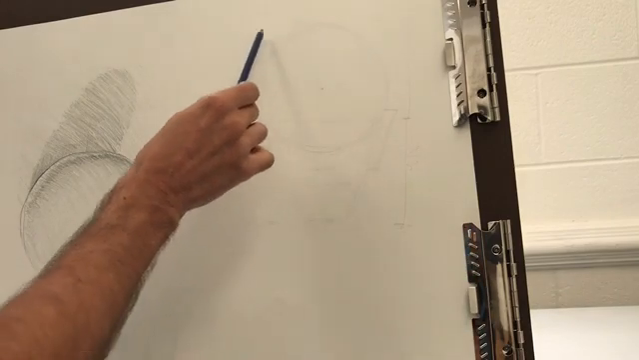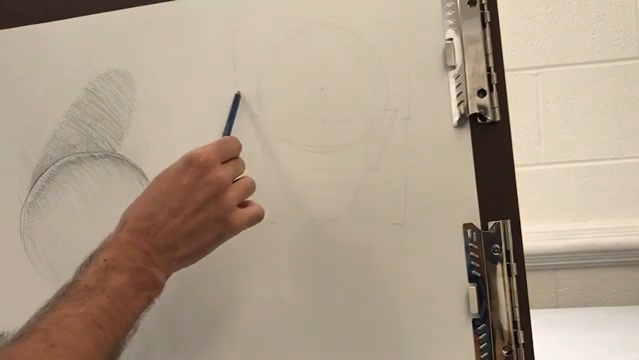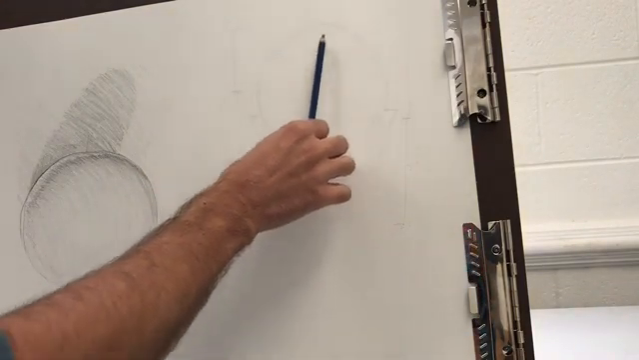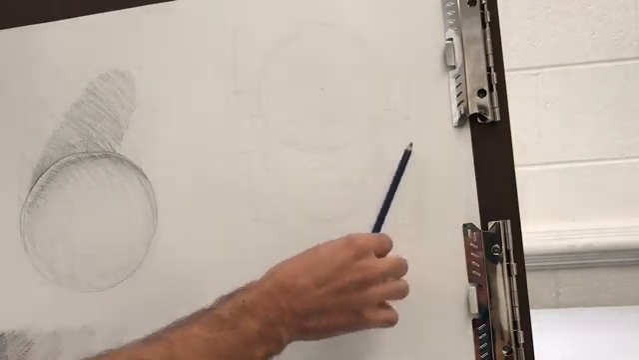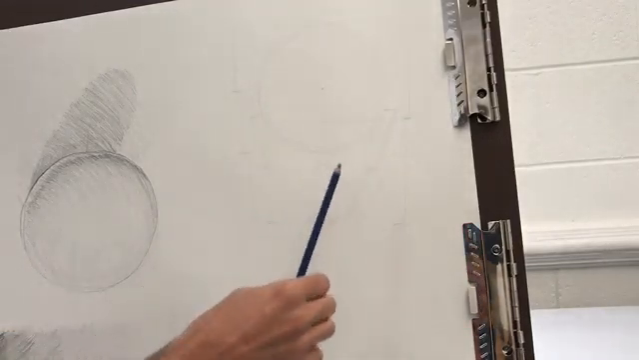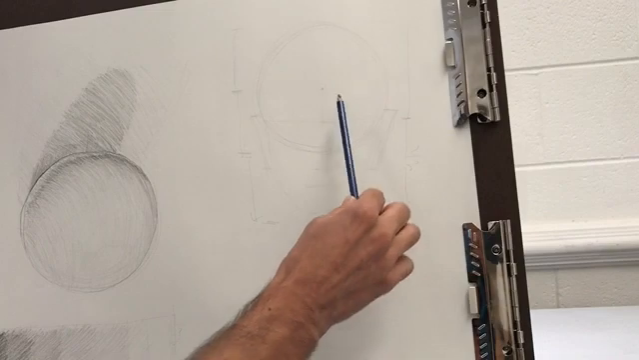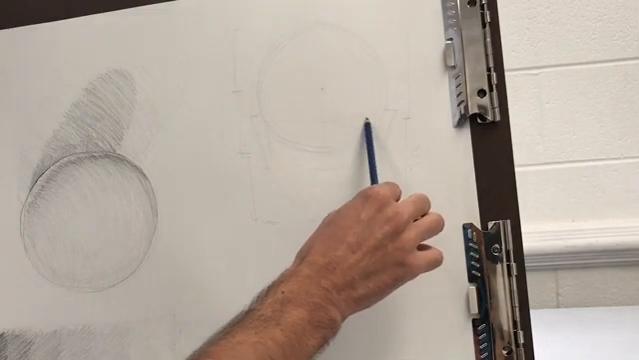So those are all equal. So from the middle of the circle down to the chin, or the middle of the circle up, those are all equal spaces. Eyes, halfway. So top of the head, bottom of the head, halfway. Those are the proportions of the head at its most basic.